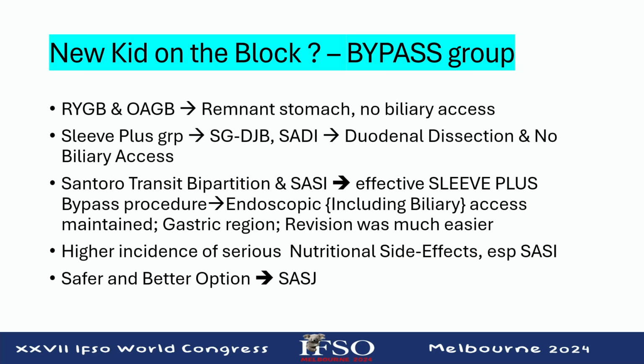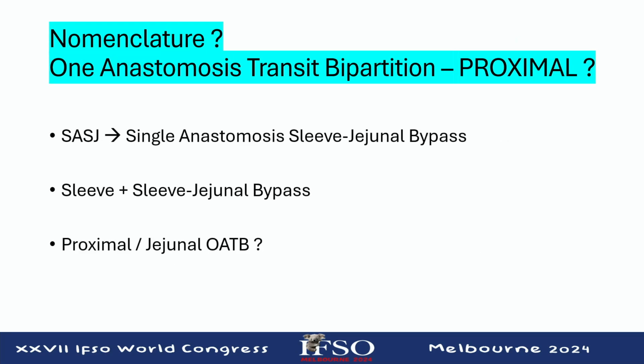In the Santoro's transit bipartition and the SASI, it's become an effective sleeve plus bypass procedure. There is endoscopic and biliary access. It's surgery in the gastric region, and revision was much easier. But there was a much higher incidence of serious nutritional side effects, especially with the SASI, because of the extent of the bypass. So we felt the safer and the better option is to do a proximal operation of the same type, so going onto the jejunum.